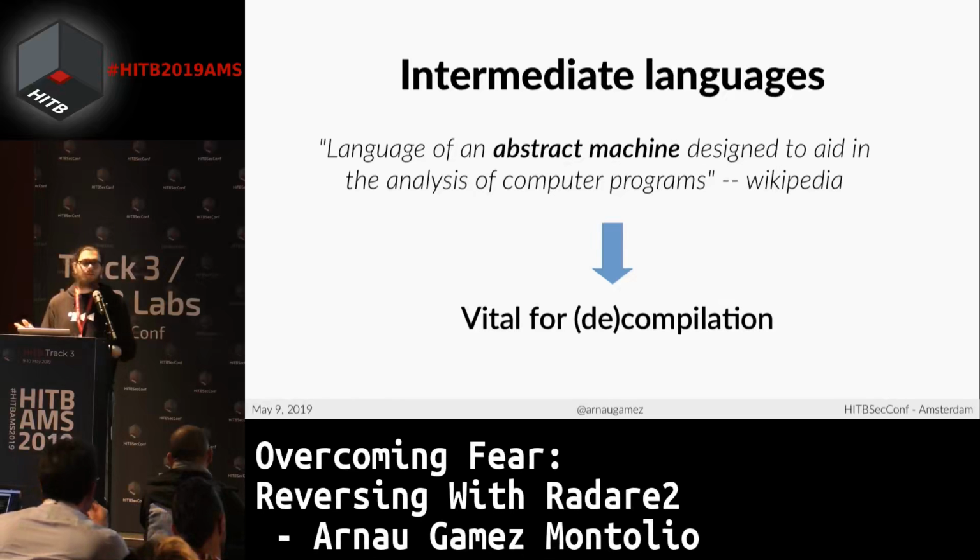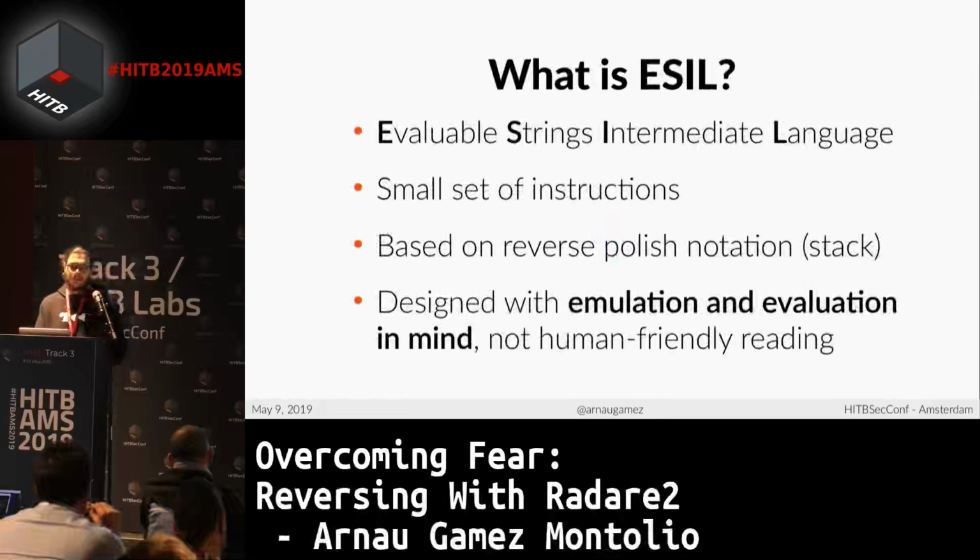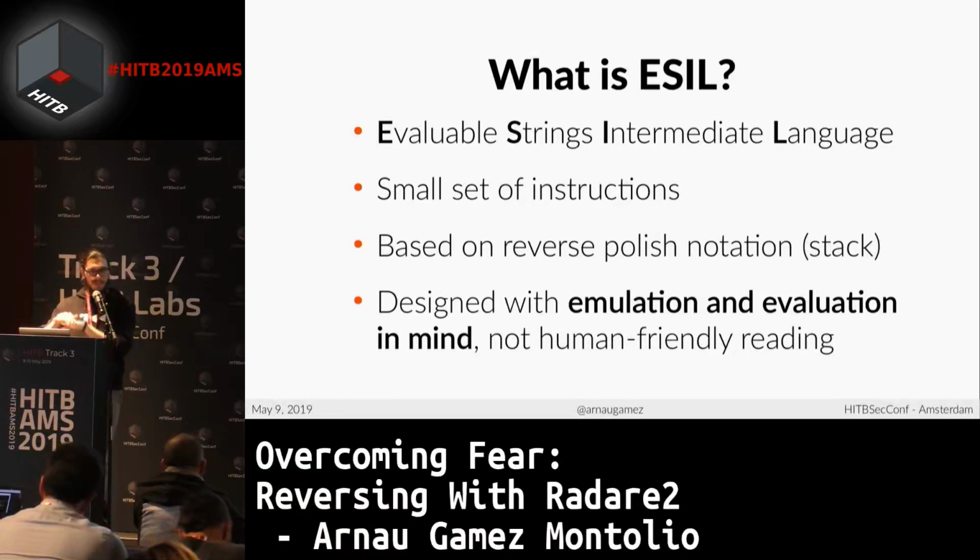So IDA, for example, the IDA microcode for the Hex-Rays decompiler, is based on an intermediate language, and we have our own intermediate language in Radare2, which is called ESIL, which stands for Evaluable Strings Intermediate Language. Its characteristics are quite simple. It's a very small set of instructions, and the syntax is based on reverse Polish notation, which is basically a stack. You will see an example in a moment, which usually means that it is not meant to be read and understood by a human, but more to be executed quickly on a machine. Okay.